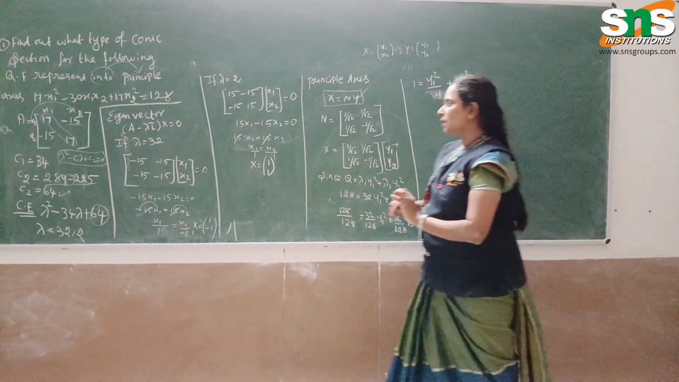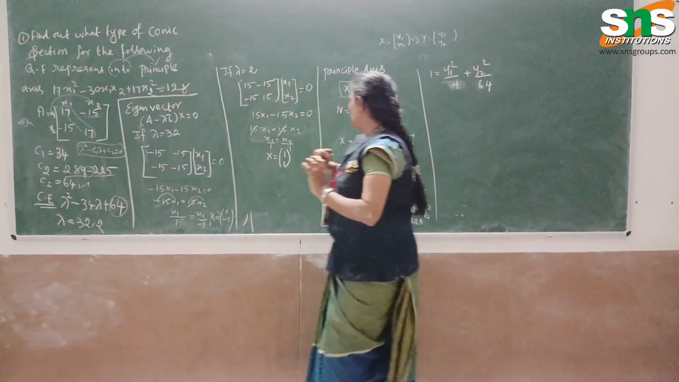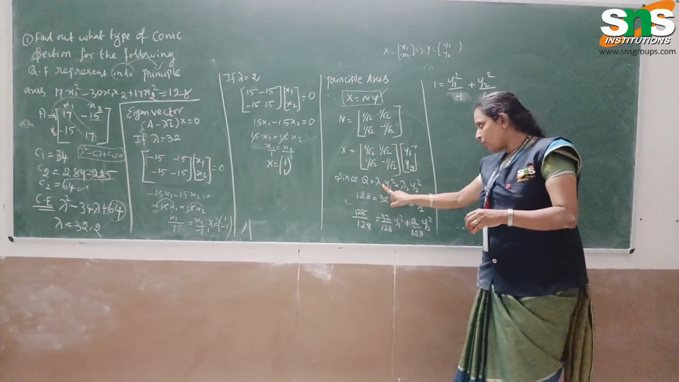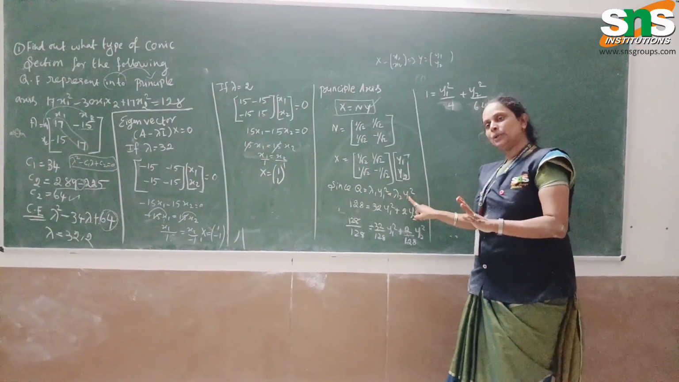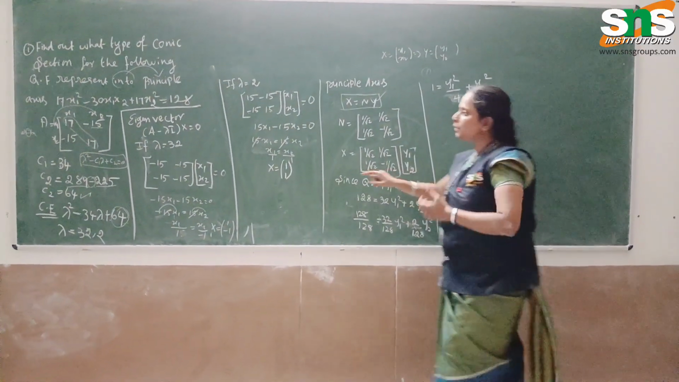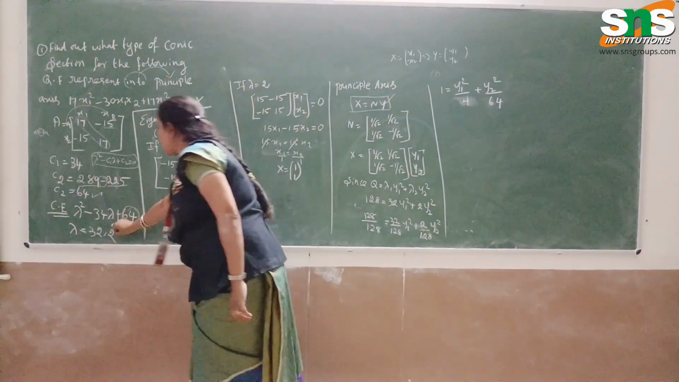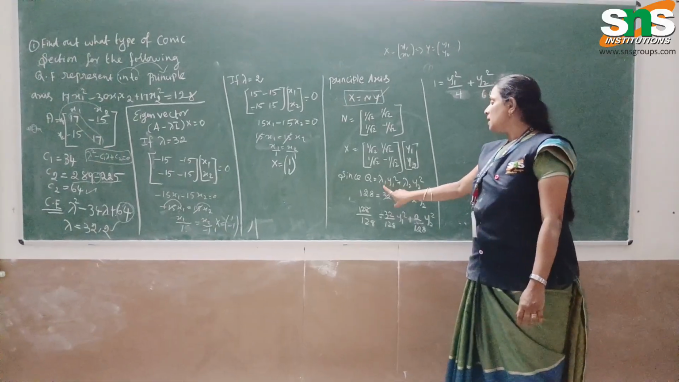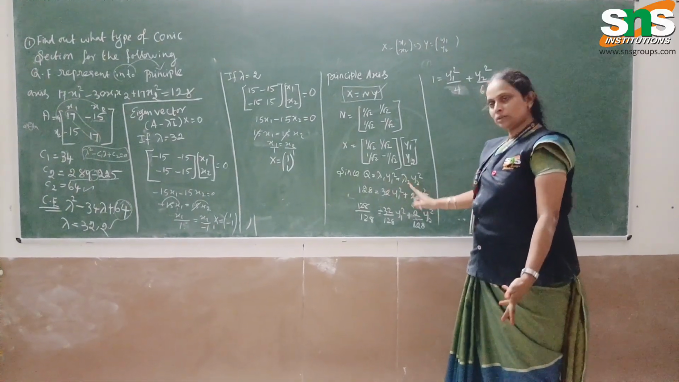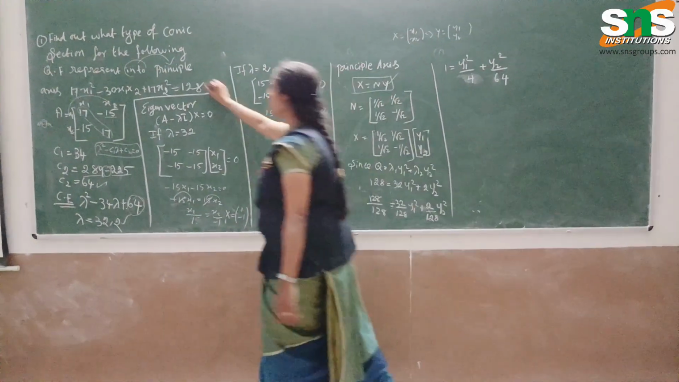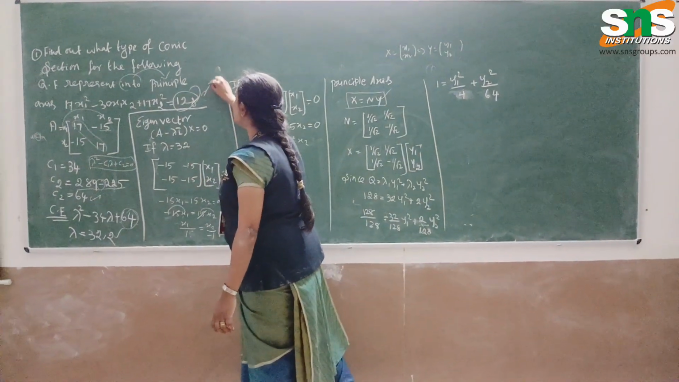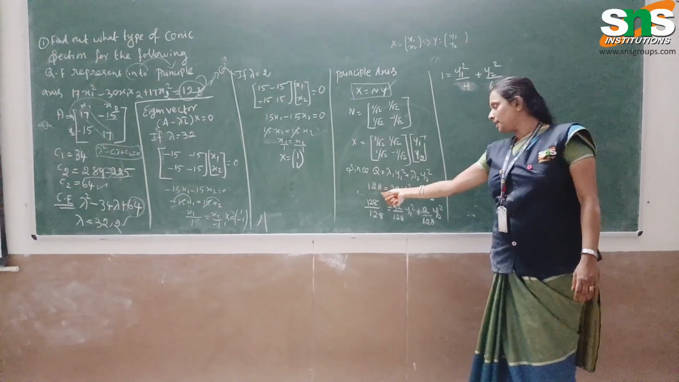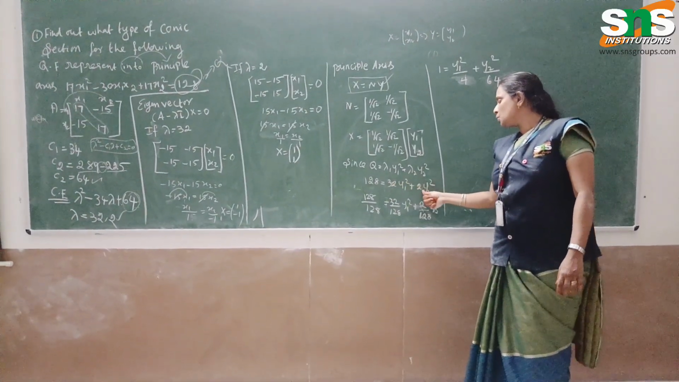Next we use the Q value. Already you know Q equal to lambda 1 y1 square plus lambda 2 y2 square. What are the lambda values? The lambda values are 2 and 32. We have to replace them, either 32 or 2 in either order. Here Q is given as 128. So we replace, getting 32 y1 square plus 2 y2 square equal to 128.